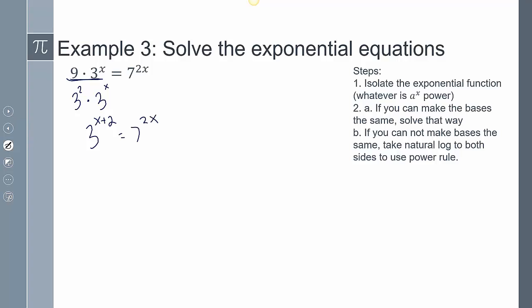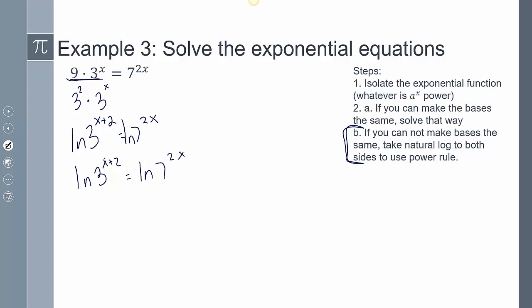Now once again, we're still faced with that conundrum. I can't make the bases the same. So because I can't make the bases the same, I'm going to go with part B, and we're going to take the natural log to both sides. So then I get ln of 3 to the x plus 2 equals ln of 7 to the 2x.